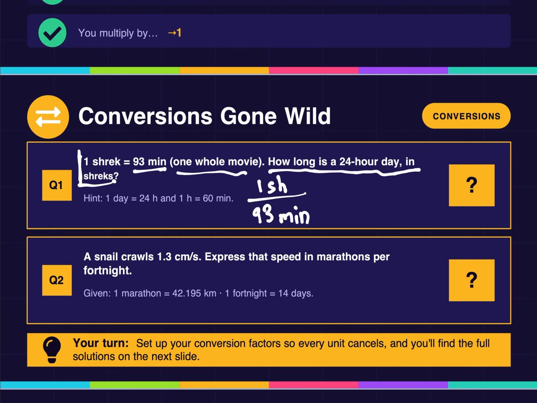But now what I'm going to do is think about what you want. You want Shreks per day, right? What's going to be in the denominator then? It's going to be day. So I have to find a way to cancel out units such that the denominator is day. So first I have to get rid of these minutes. How would I do that? Well, I could define a relationship 60 minutes over 1 hour.